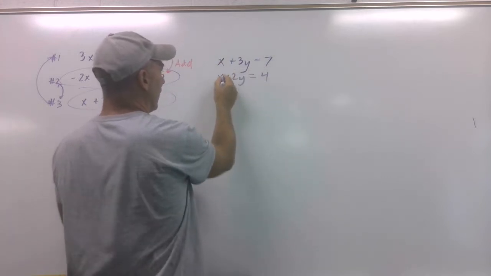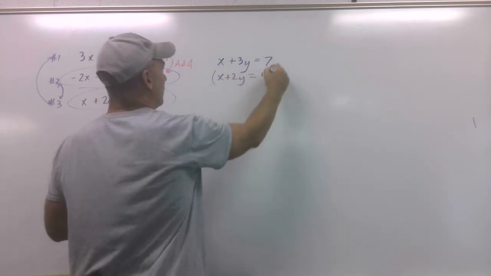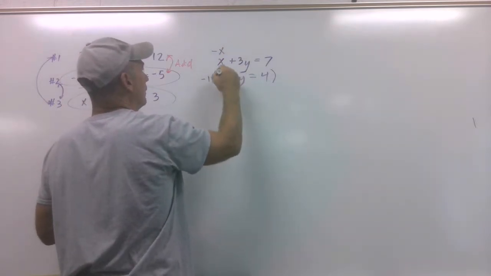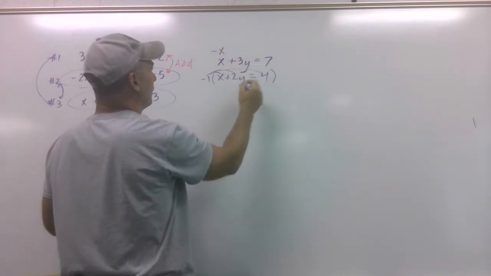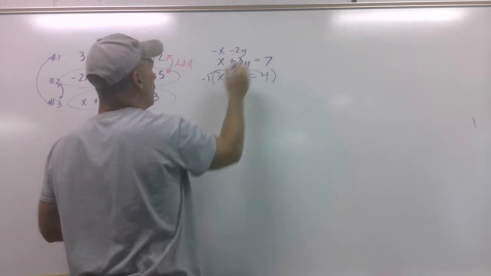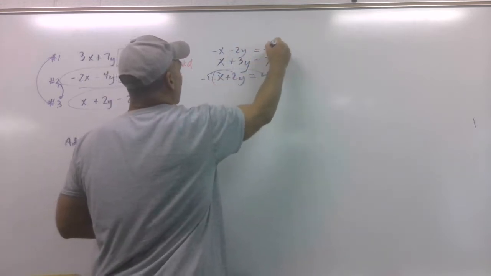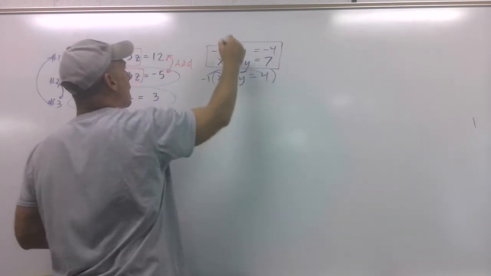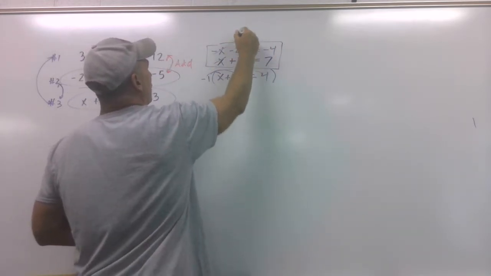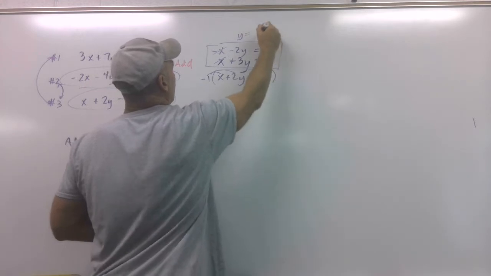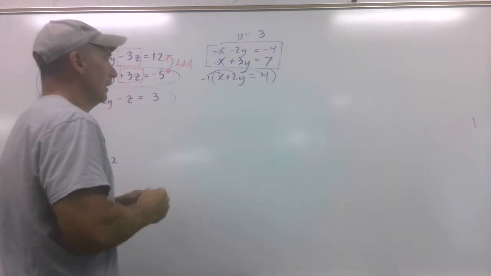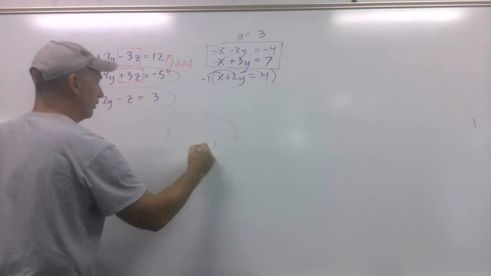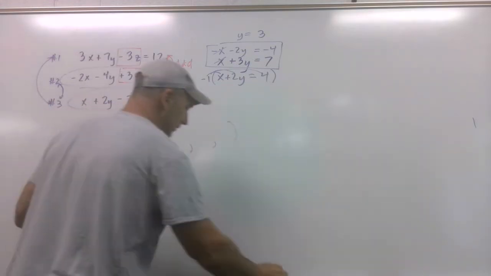Notice these x's, I'm going to multiply this one by negative 1 and stack it on top here. But don't forget, you got to have everything get hit with a negative 1. So negative 2y equals negative 4. Now I'm going to add these two together. Cancel. So it'll be y equals 3.